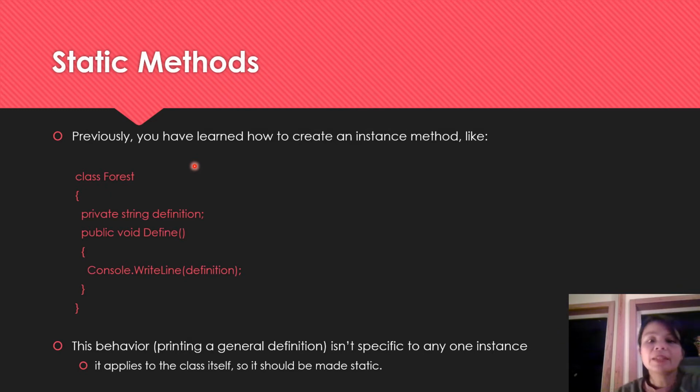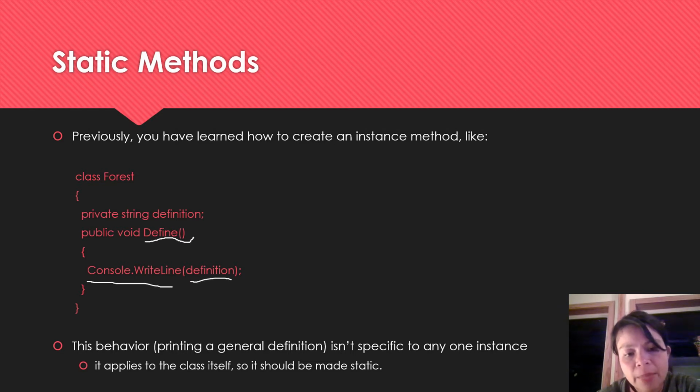So previously, you've learned how to create an instance method, right? Like this. Here we go. Public, so there's the method define, right? So Console.WriteLine definition. So this behavior prints the general definition, right? And it's not specific to any one instance. It applies to the class itself. So it should be made static.